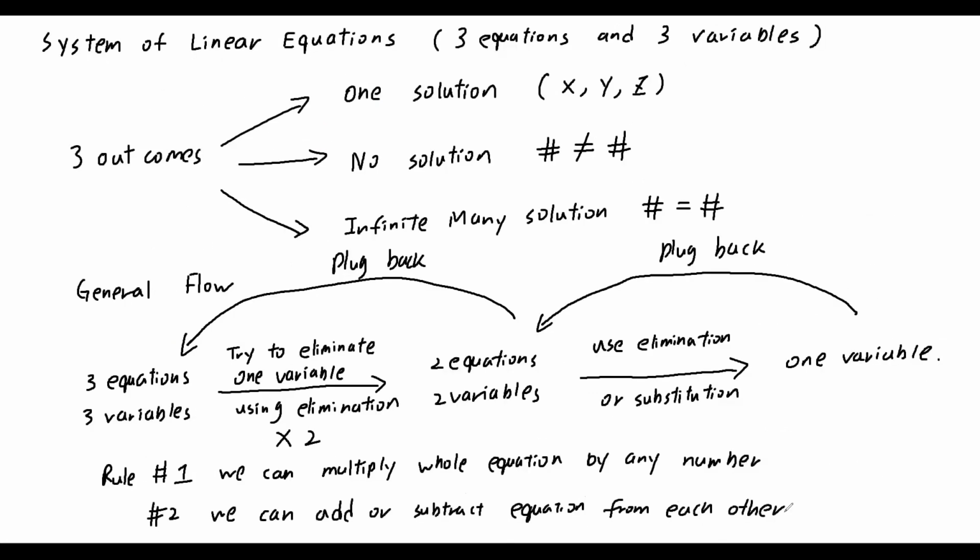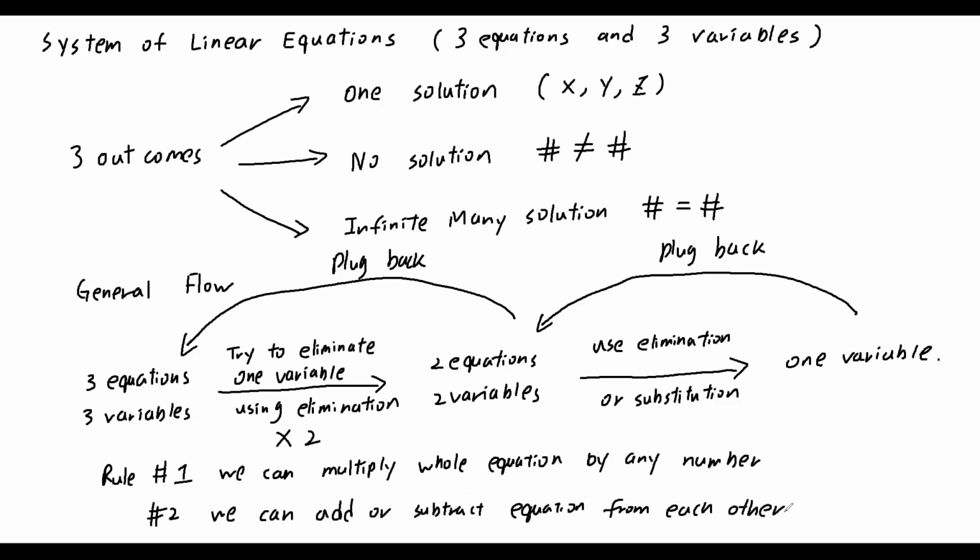In summary, to solve a system of linear equations with three equations and three variables, all we have to do is target one variable and use elimination to eliminate that variable. But we have to do it twice using two different equations. That way, we will obtain two equations and two variables. Then we will use elimination or substitution to solve for one variable. Once we obtain the answer for a variable, all we have to do is plug it back into the two variable equation and solve for the other variable.